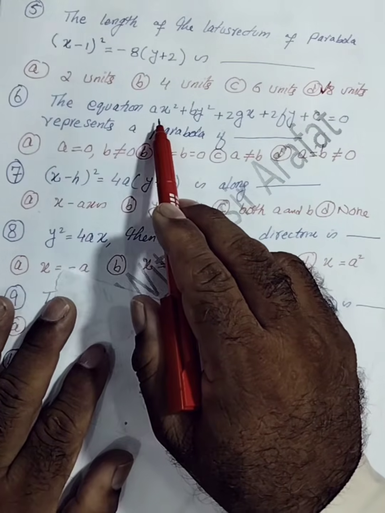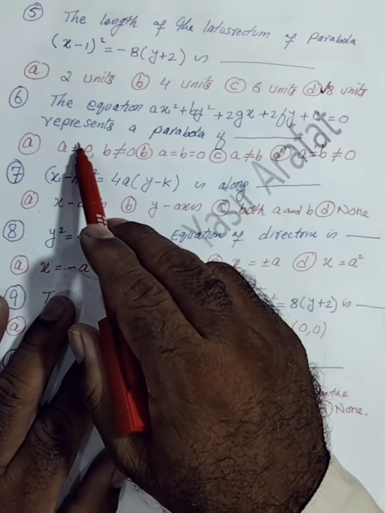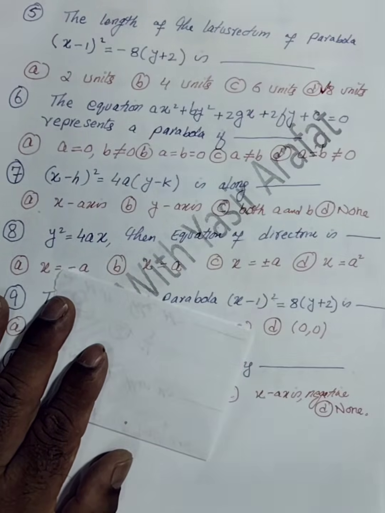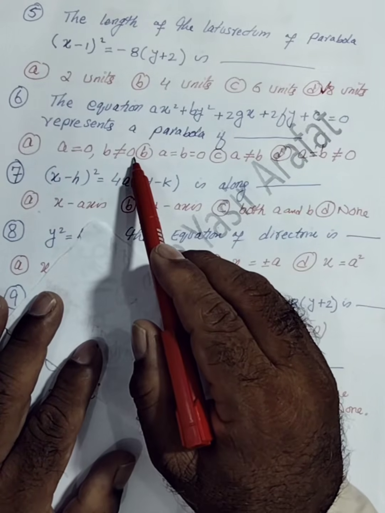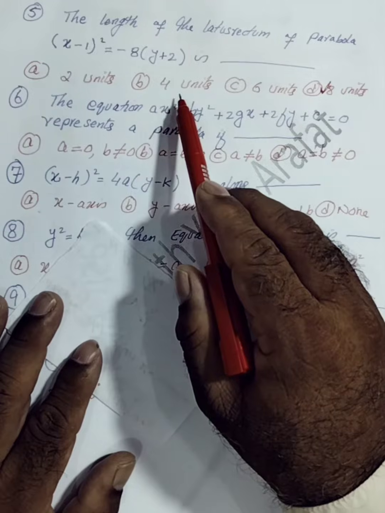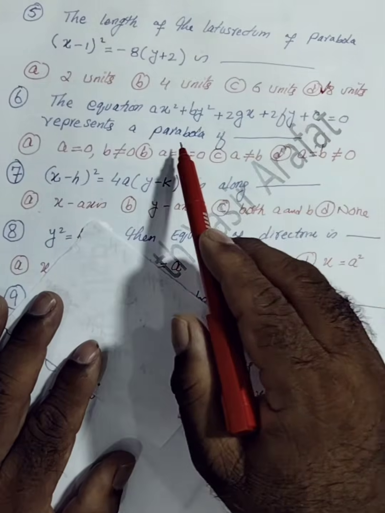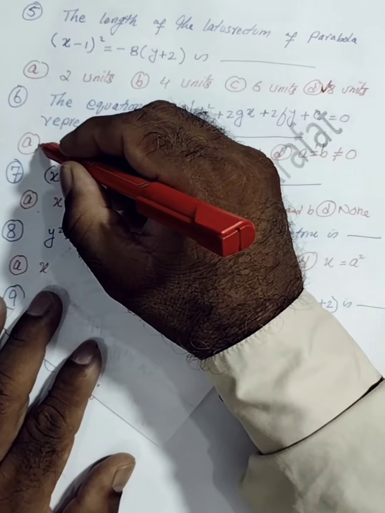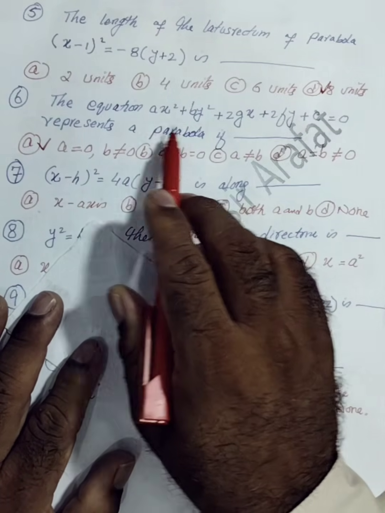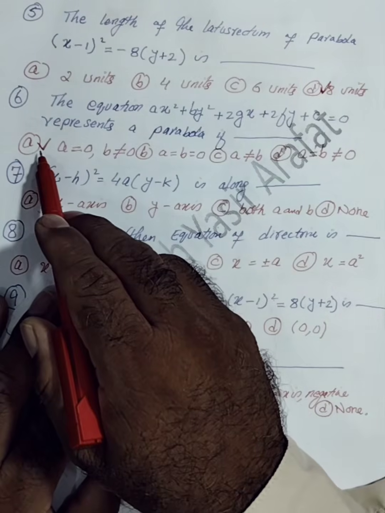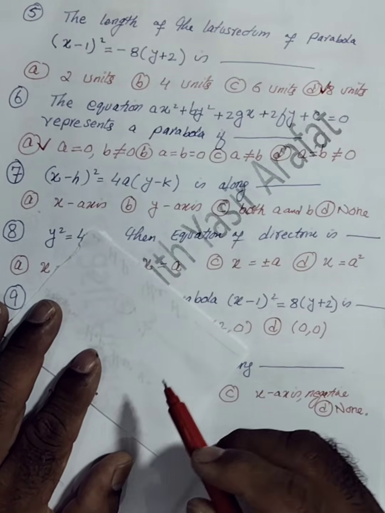Now the equation ax square plus by square plus 2gx plus 2fy plus c equals 0 represents a parabola if a is equal to 0 and b is not equal to 0. So a equal to 0 means this component becomes 0. So this is by square plus 2gx plus 2fy plus c. Then it represents the equation of a parabola when a is 0 and b is not equal to 0. So in MCQ 6, the a part is correct.